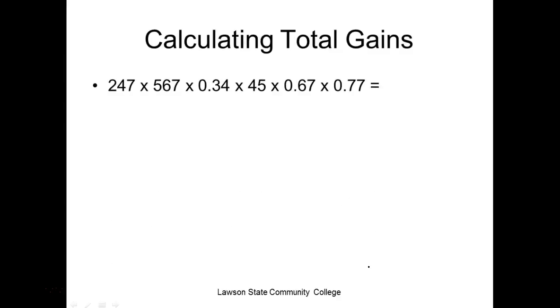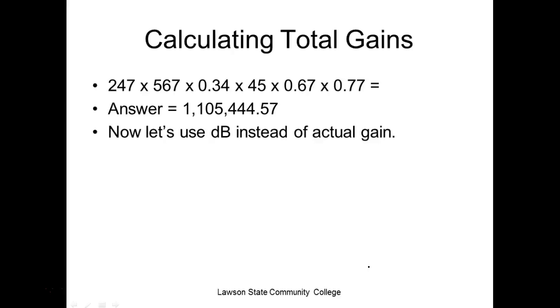So here we've got all these things right here, and these are all gains. If I wanted to calculate this, I'd have to get out my calculator and add them up. So I would come up with this gain right here: 1,105,444.57. But what do we have to use? Here we have to use a calculator. And over time, by the way, you get a feel for what powers of ten are. Now let's use dB.